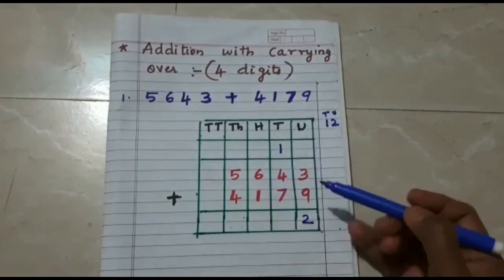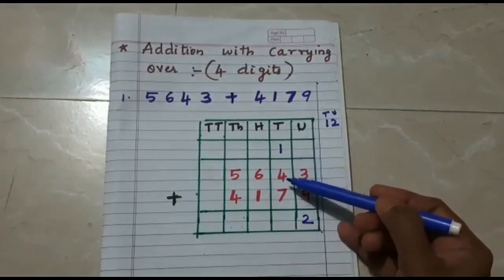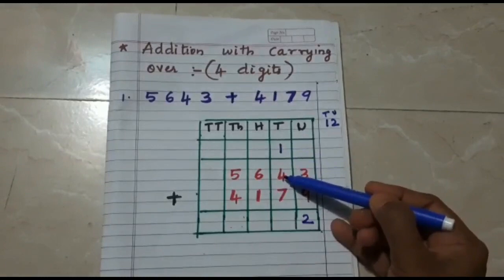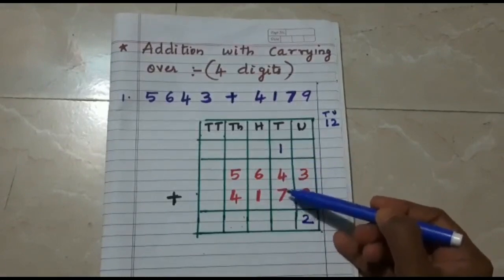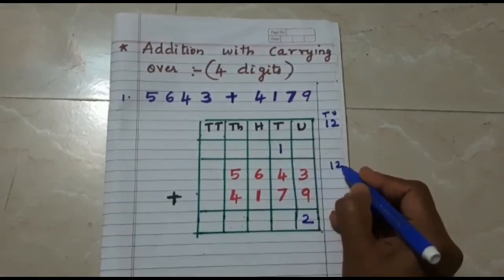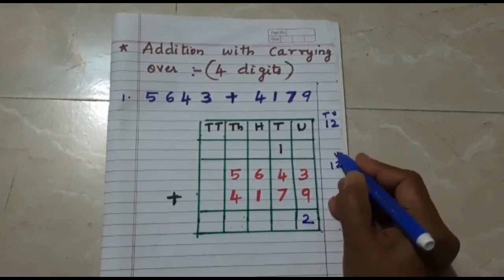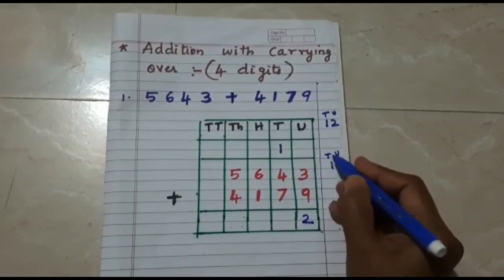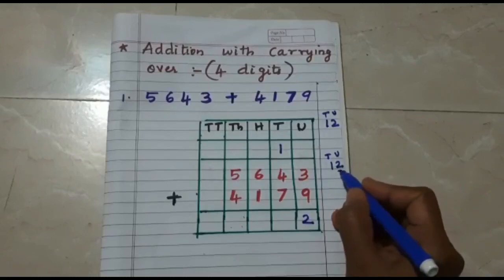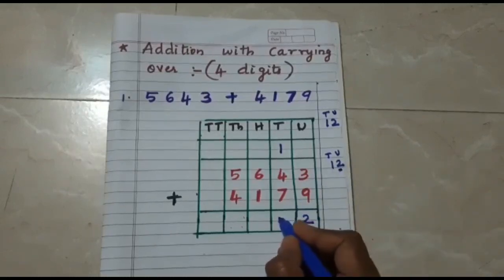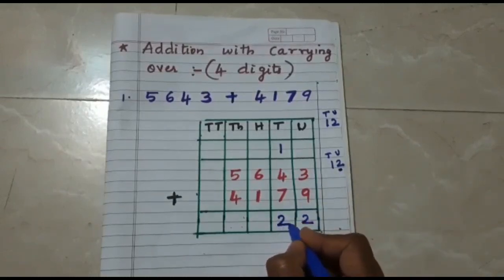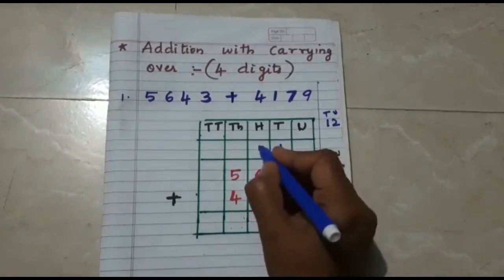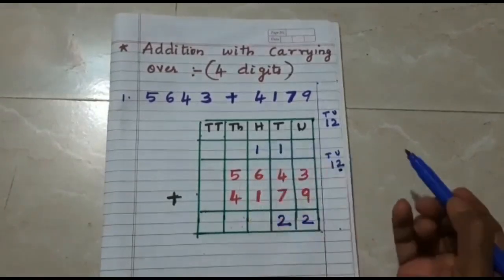Okay. Now we are going to add up this one. 1 plus 4 is 5. 5 plus 7 is 12. Again we are getting 12. So again the place value of 2 is units. The place value of 1 is tens. So we are going to write here the digit which stands for units. So I have written 2 here. Again 1 carried over here.